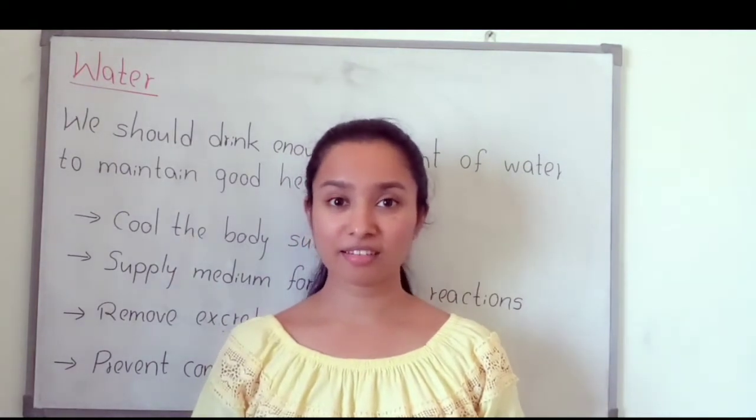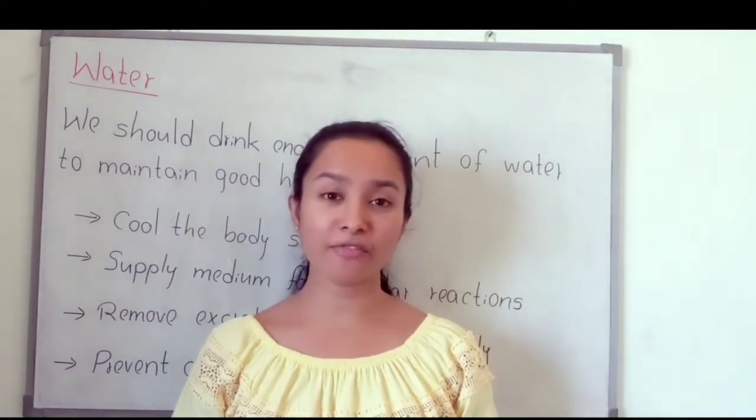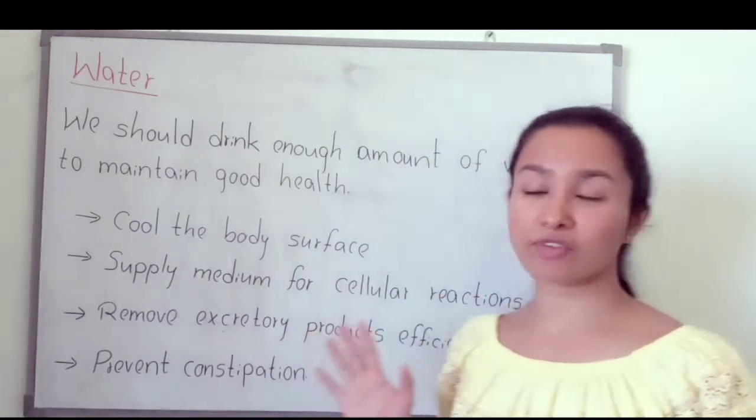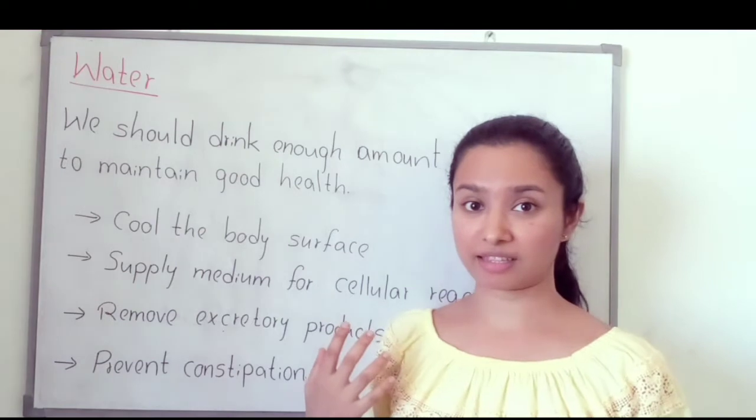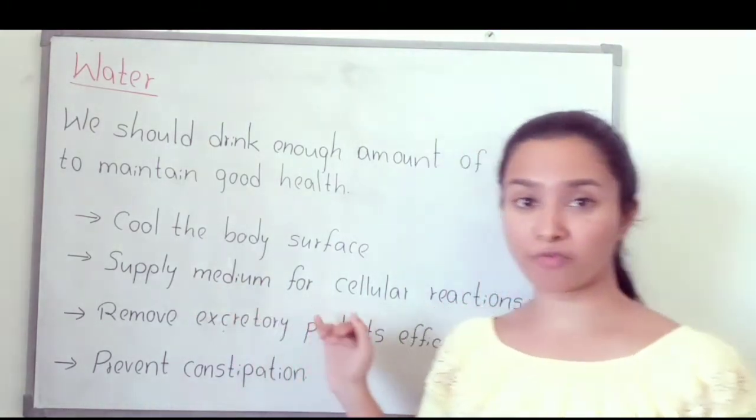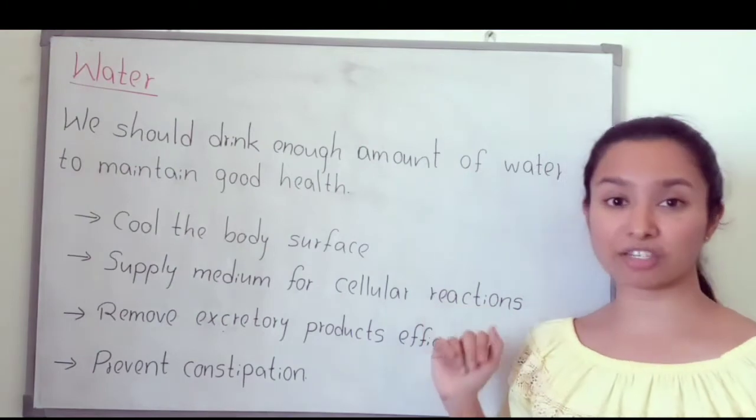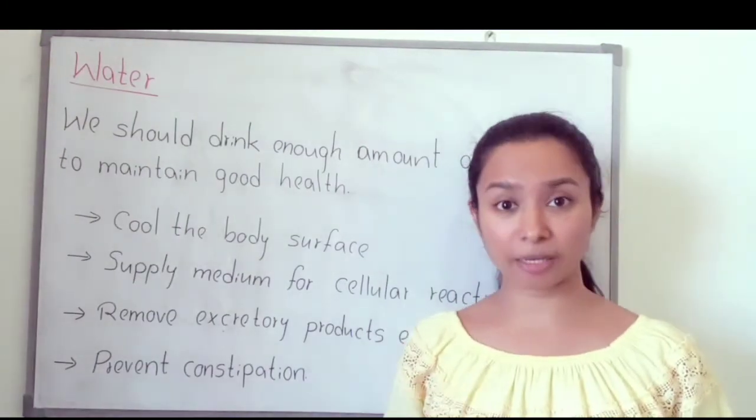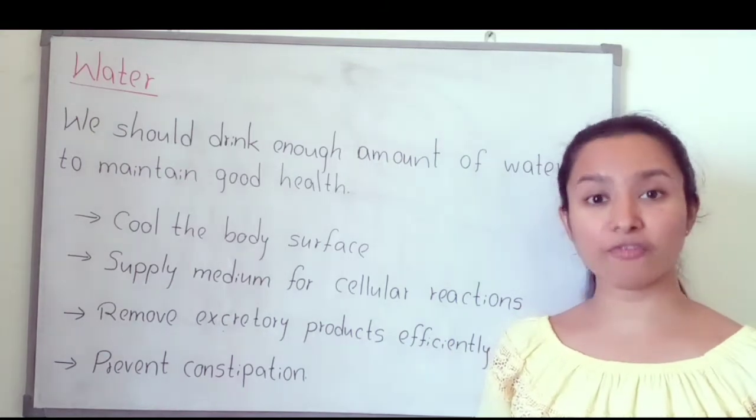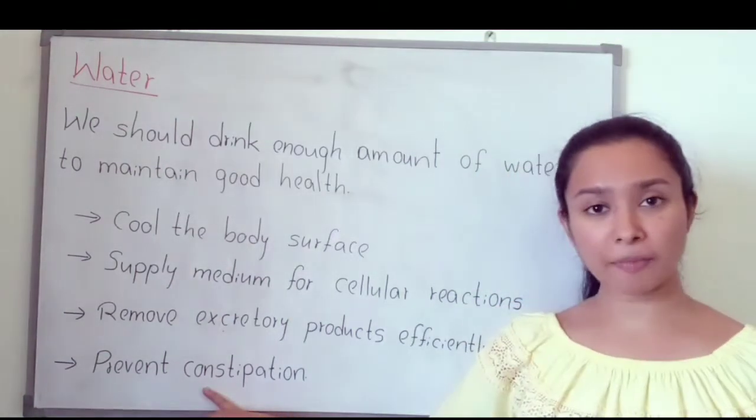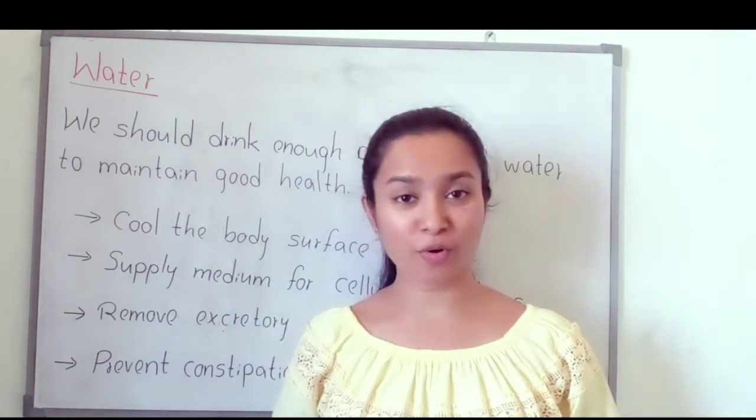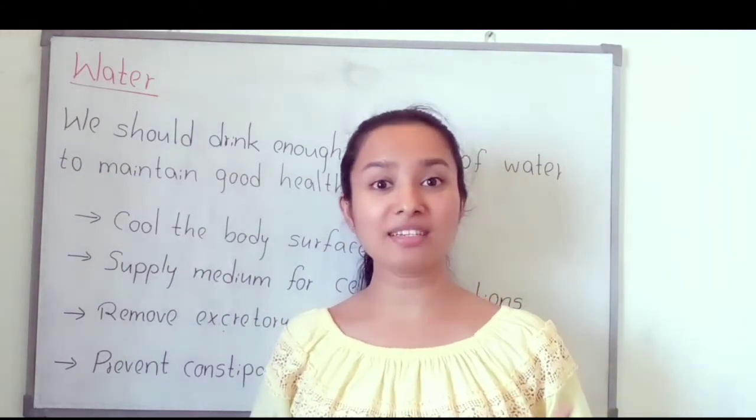The last one, and a very important thing to our body, our life, to our diet, is water. Okay, we should drink enough water to maintain good health. It mainly cools the body surface, cools our body, and supplies a medium for cellular functions, cellular reactions. All the cellular reactions take place in a watery medium. So we need water. Then we remove excreted products efficiently and prevent constipation. You know what constipation is? Prevent constipation.